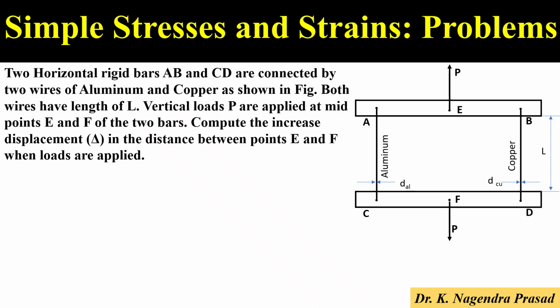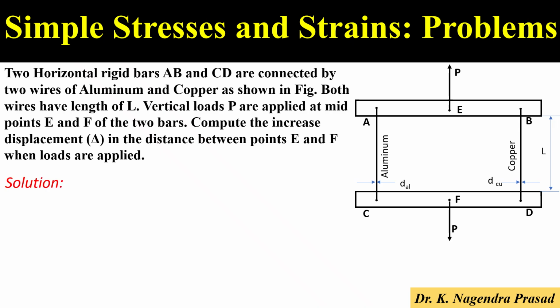Let's see one more problem on the rigid bars. Two horizontal rigid bars AB and CD are connected by two wires of aluminum and copper as shown in the figure. Both wires have length of capital L. Vertical loads capital P are applied at midpoints E and F of the two bars. Compute the increase in displacement in the distance between the points E and F when loads are applied.